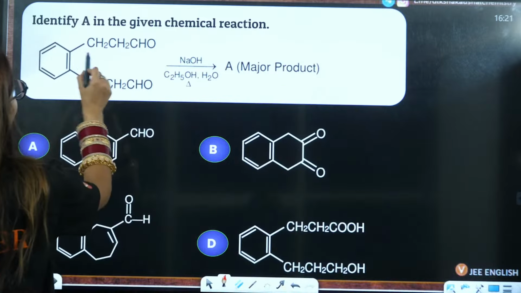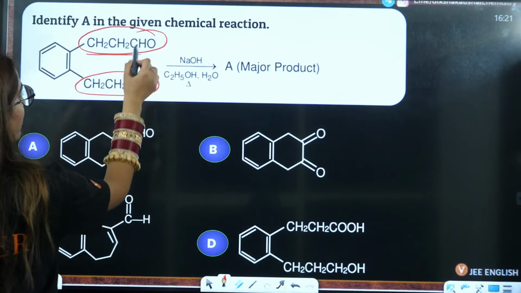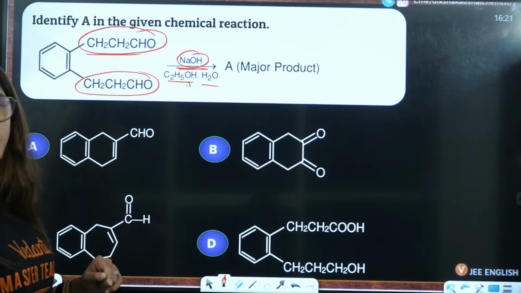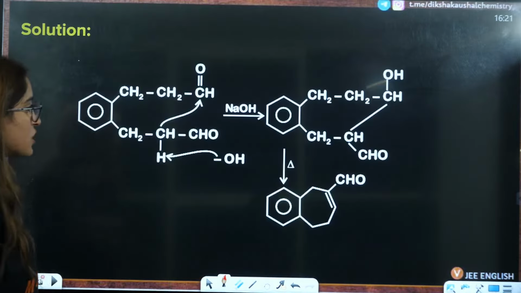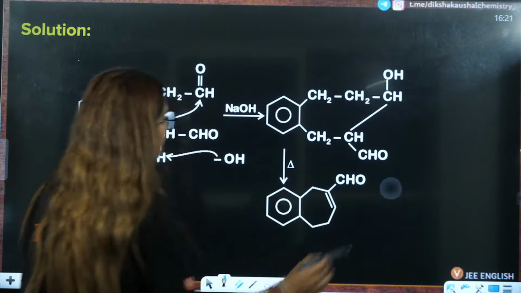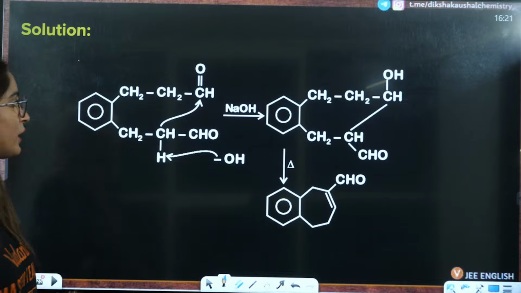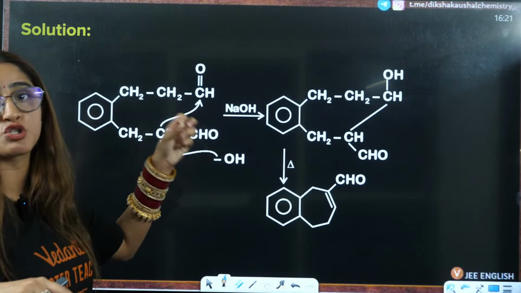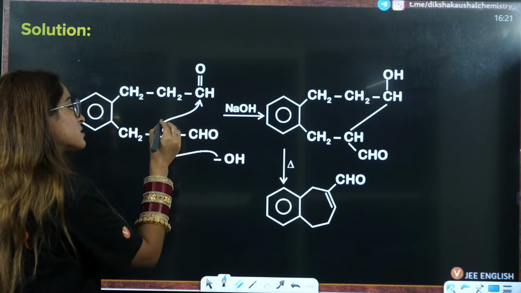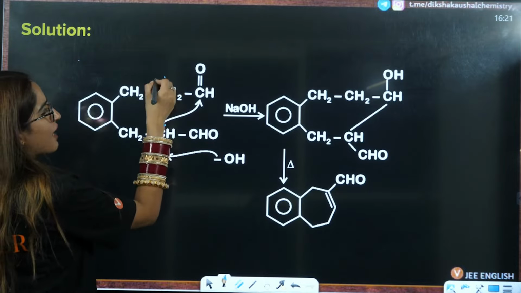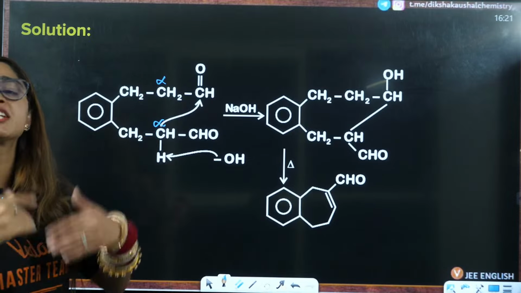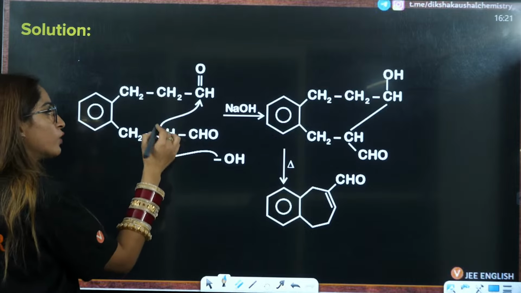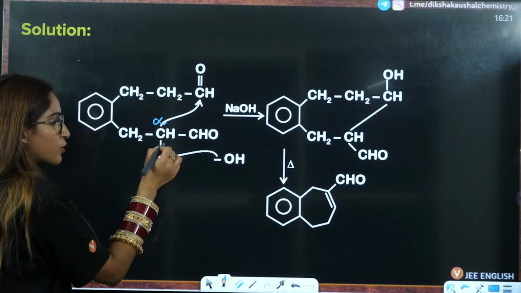Now we have to see how these two are going to react with NaOH, and this is ethanol, and this is water. So aldol condensation will take place here. What will happen? This is your entire molecule. In aldol condensation, firstly, the base is going to abstract the alpha proton. So this is the alpha proton. Ma'am, I want to abstract this alpha proton. Whichever alpha proton you like, you can abstract that. Both are symmetrical only, so it is going to abstract this alpha proton here.